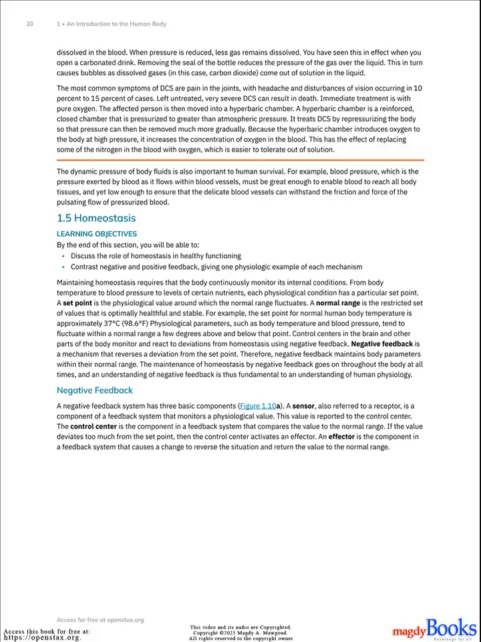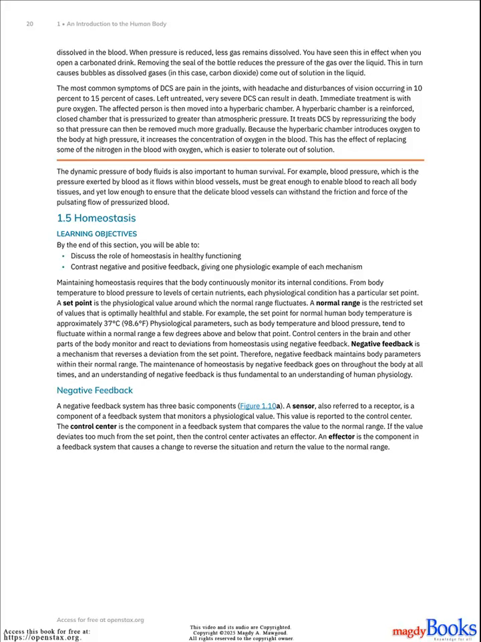Physiological parameters, such as body temperature and blood pressure, tend to fluctuate within a normal range a few degrees above and below that point. Control centers in the brain and other parts of the body monitor and react to deviations from homeostasis using negative feedback. Negative feedback is a mechanism that reverses a deviation from the set point. Therefore, negative feedback maintains body parameters within their normal range.